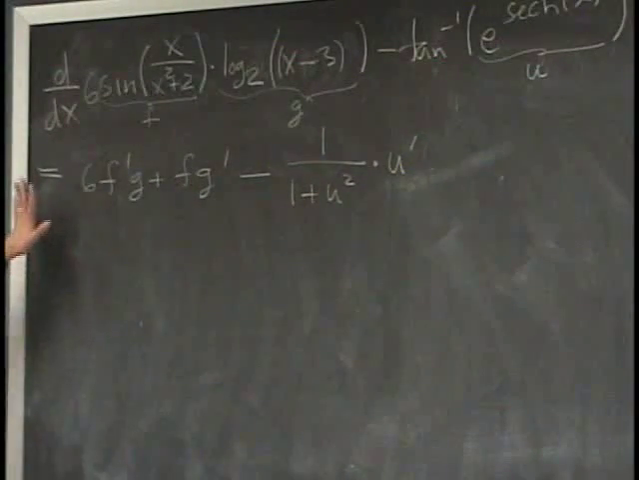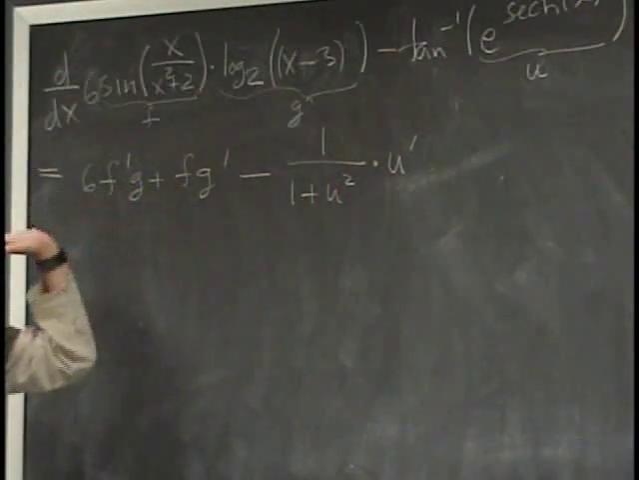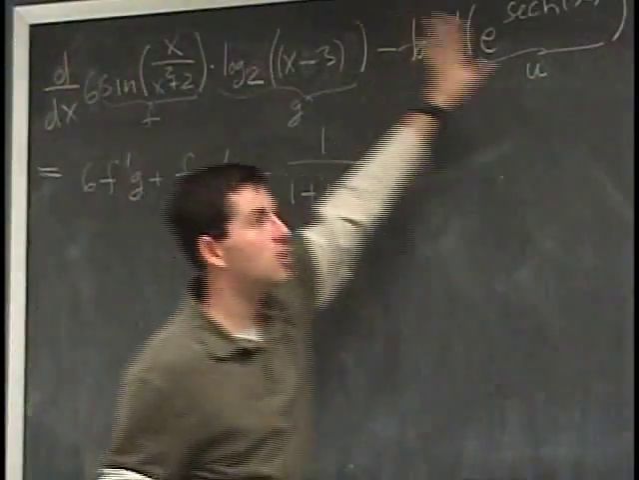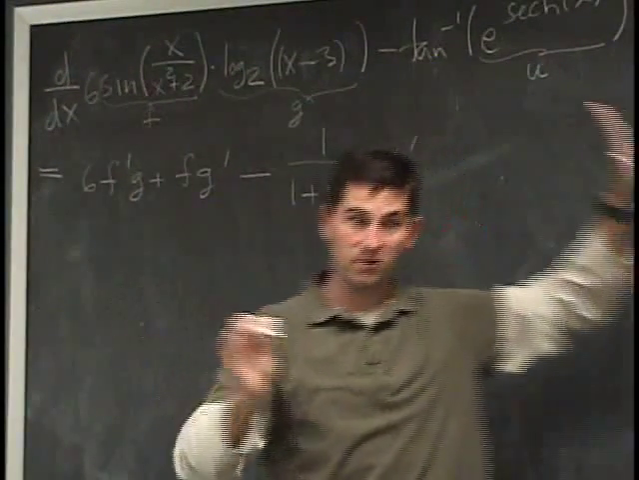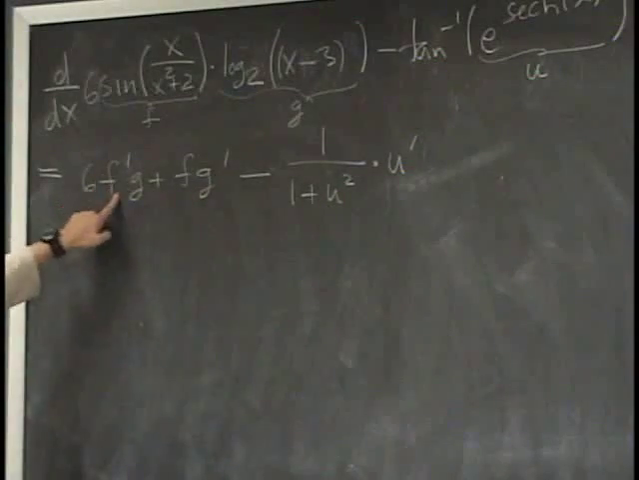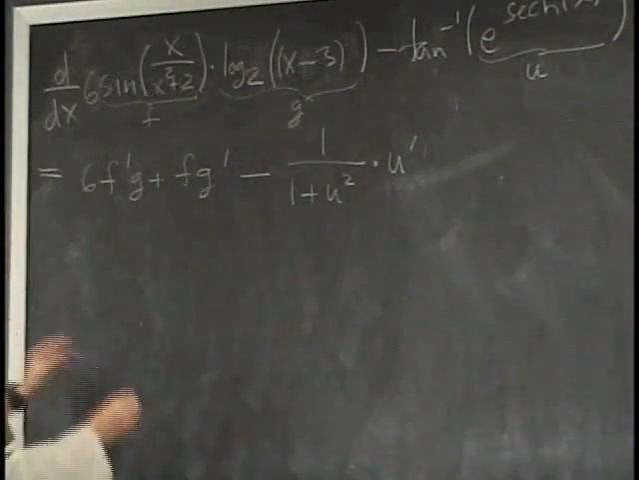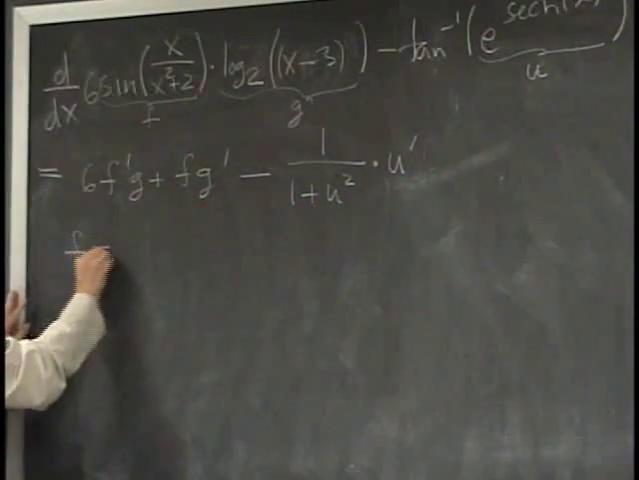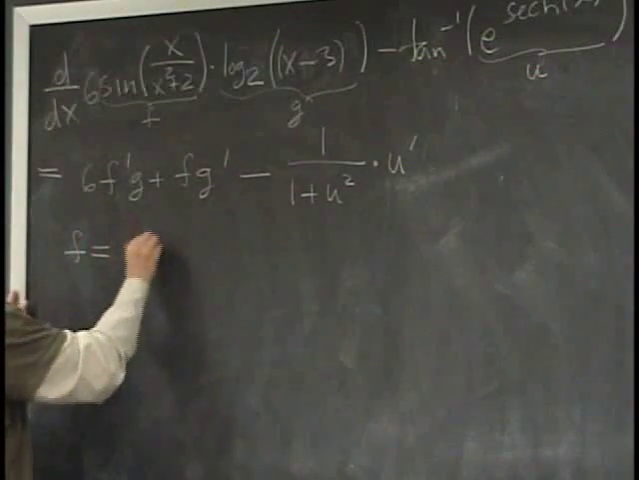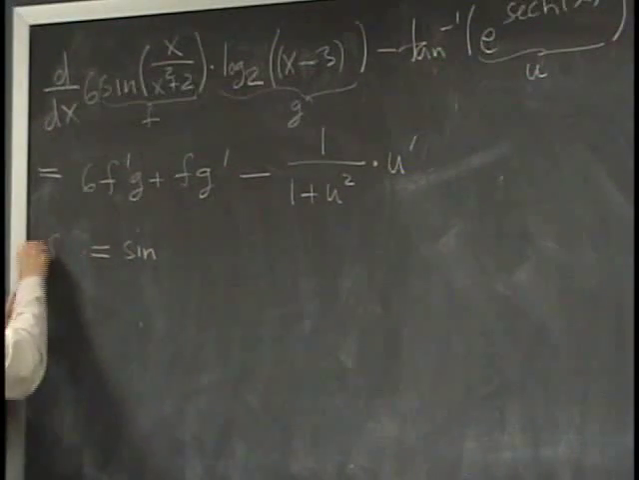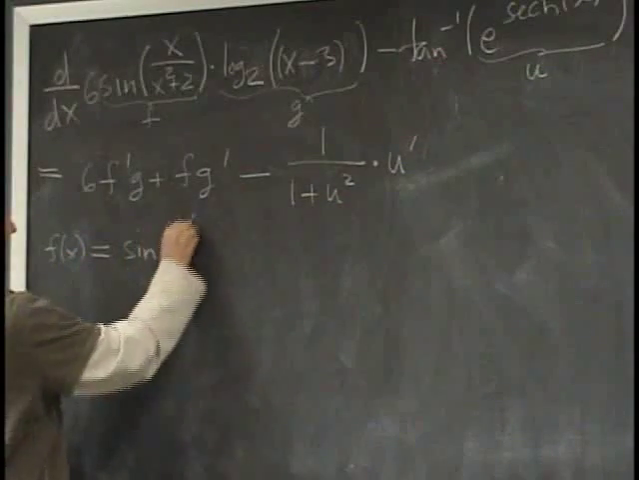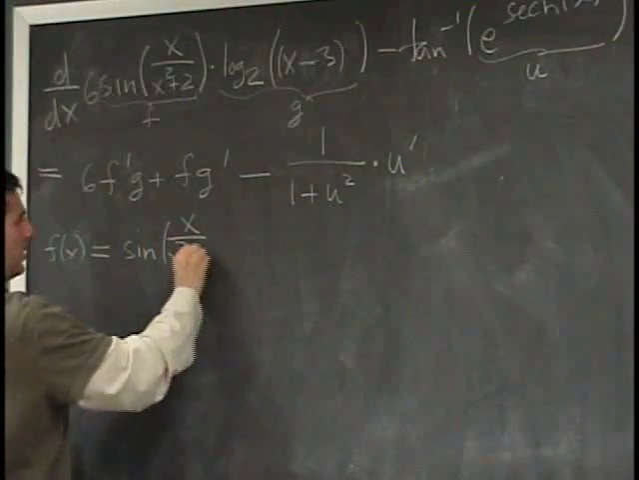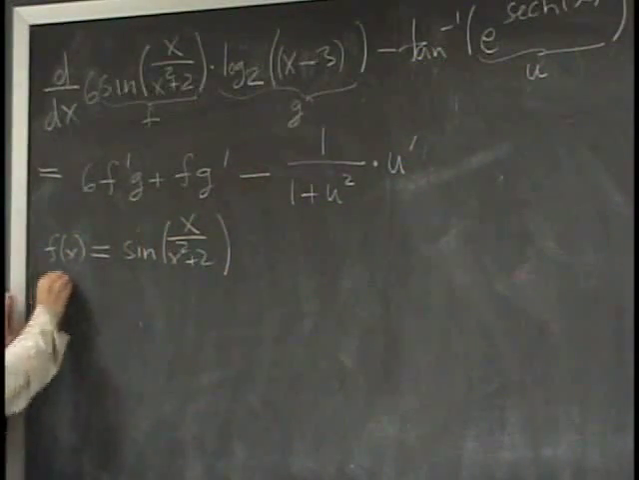Okay, so we've written this out. This is kind of nice and neat, right? We didn't write out this long, long expression that we get lost in, right? We just wrote it down in nice symbols. Now let's just decide what all these derivatives are. Okay, so f of x is sine of x over x squared plus 2. Okay, so what is the derivative going to be?